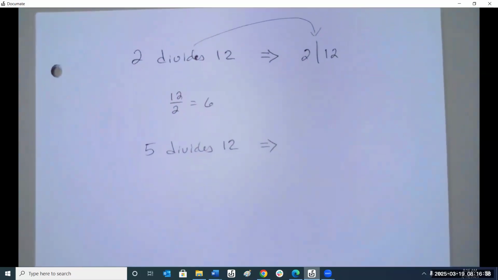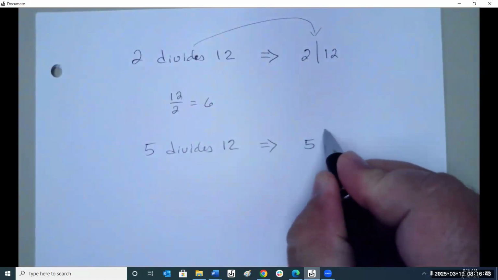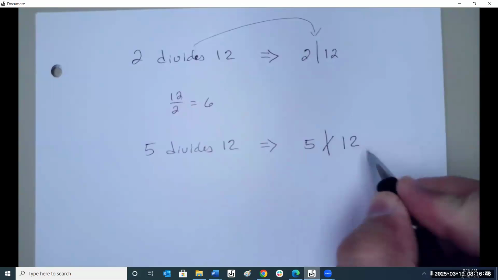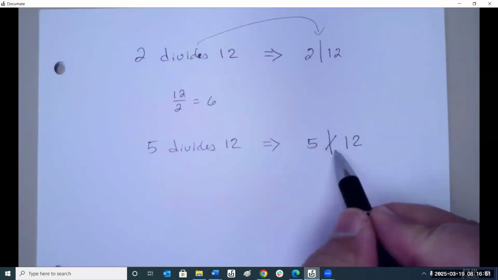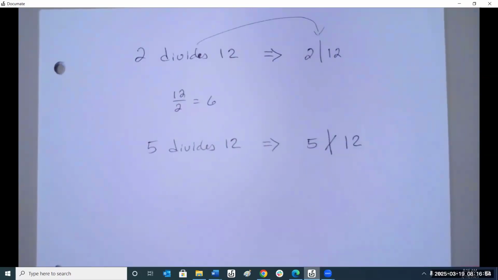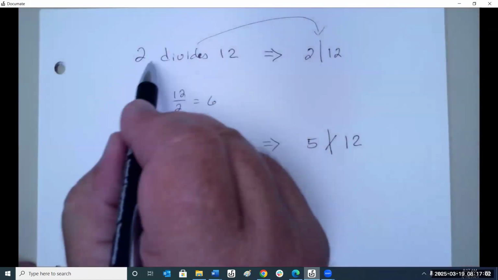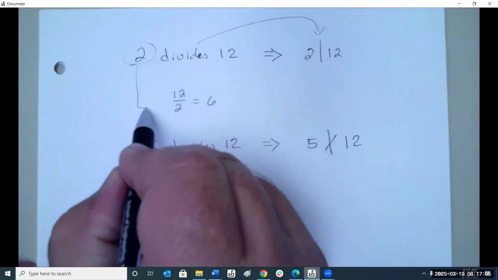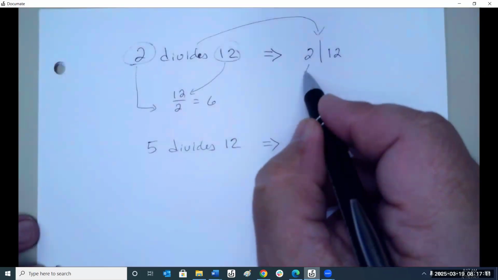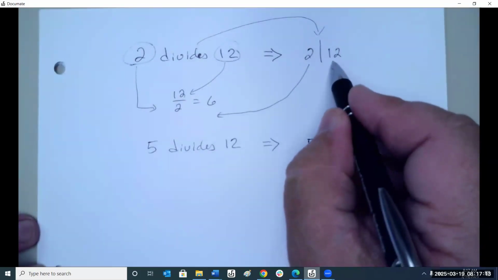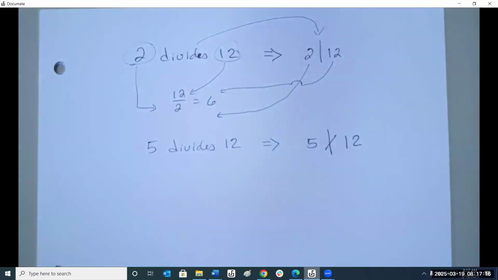Is that true? Since it's not true, we would put it this way. So what this says is 5 does not divide 12. Whatever's in front, that's your divisor. Your dividend is afterwards. So your divisor is first, and your dividend is after the bar.